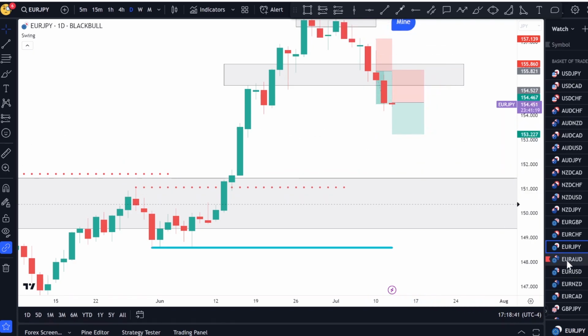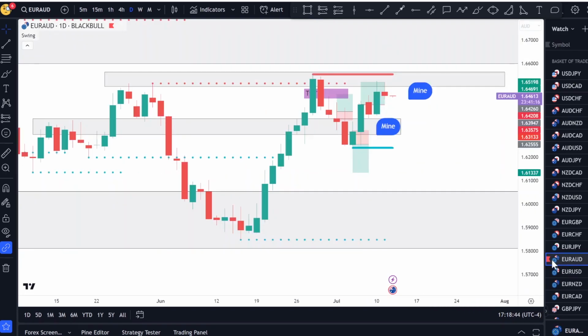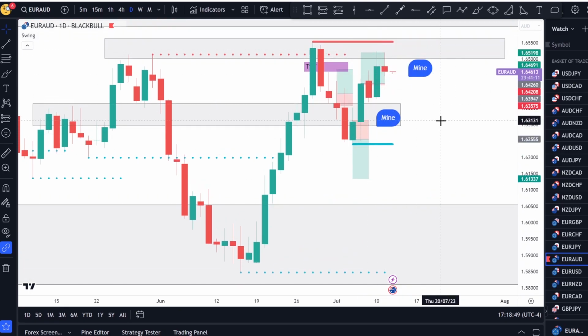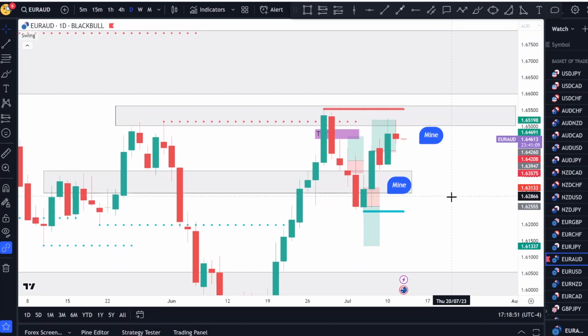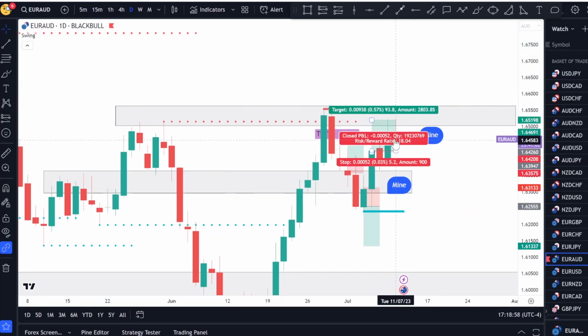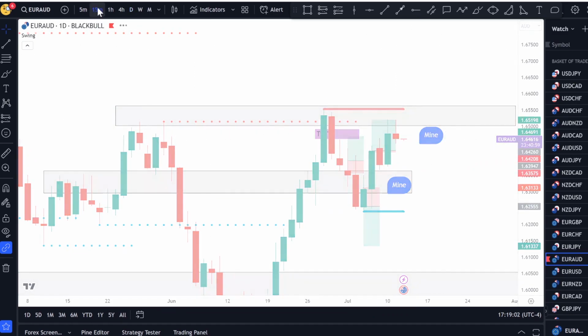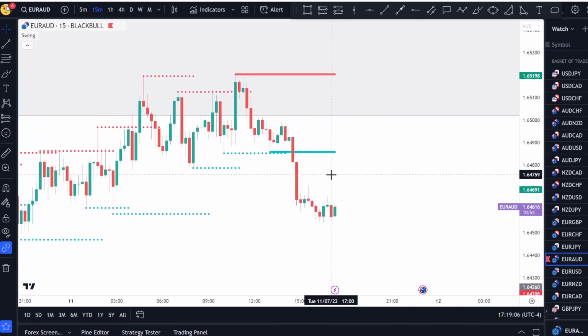All right. Euro AUD. Now mark this because I'm just wondering if we're going to have more follow through. Doesn't look like it. Might break. Let me just delete this one. Might break above, but for now we've got nothing. Let's go to 15 minutes. Might have something for. Oh yeah, we've got something here.